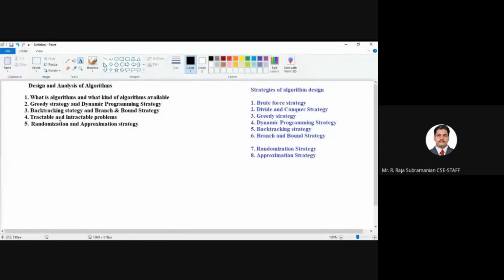For each unit, for example, if I take greedy strategy, I'll be giving you 2 to 3 examples, like a job scheduling problem. We need to solve the problem, find the time complexity and space complexity of the problem, and then implement it using the strategy also. We'll do these things for all the problems. So far, so good. Am I going well? Yes, sir.